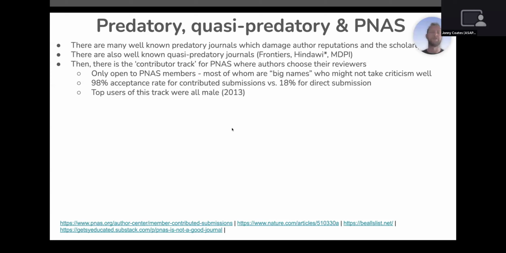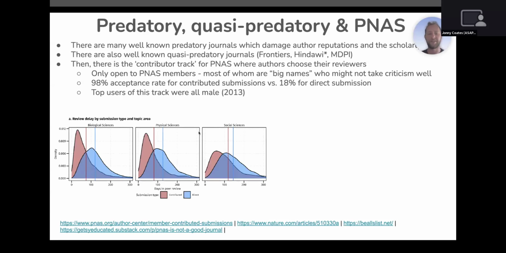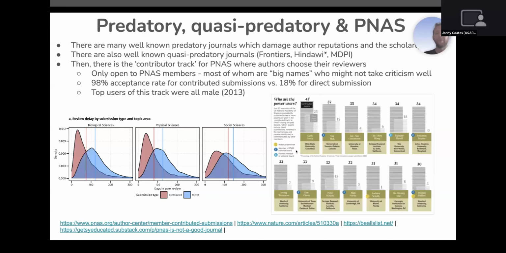But then there's also this contributed track that I mentioned, and this is mostly unique to the Proceedings Journal, where authors choose the reviewers. Now, this is only open to members, and as I've already said, these are usually big names, and it has a 98% acceptance rate compared to 18% for normal submissions to that journal. And in 2013, the top users were all men. There isn't a more up-to-date analysis of this. I will be surprised if that's changed much. It'll still almost certainly be overwhelmingly men, if not exclusively.